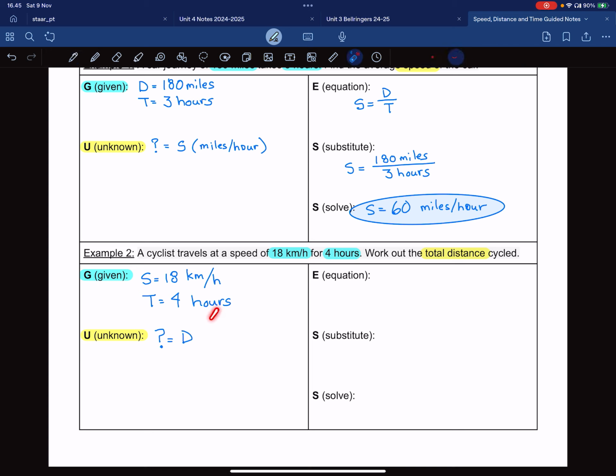What of these is the distance? Is hour a distance? No. But kilometers is a distance. That's 1,000 meters. So our distance is going to be in kilometers.